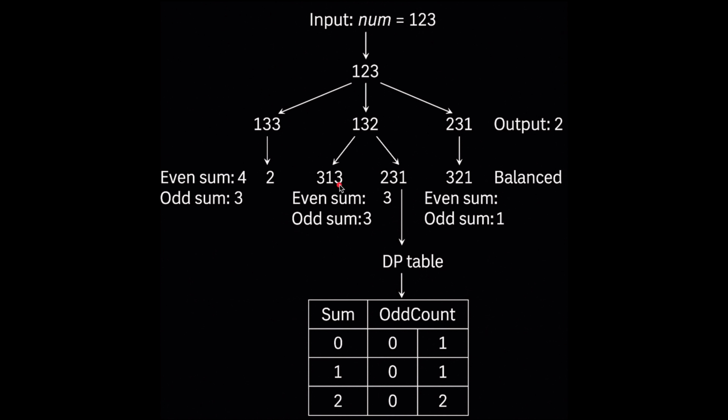If we look at 3 1 3, how many is the even count? 3, and odd is 3 for this one, right? And for 2 3 1, we are getting 2 3 1, right? So 2 3 1 and 3 2 1 are both balanced, and we will discard all the others. And if you talk about the DP table, there will be sum and the odd counts, right? And finally we'll return the value that we have here.